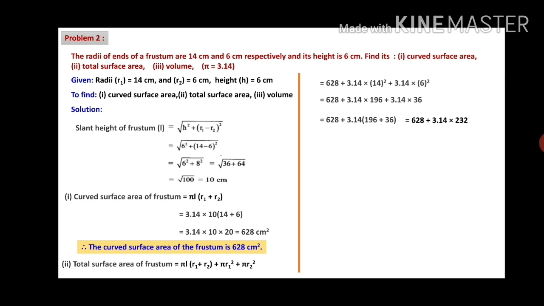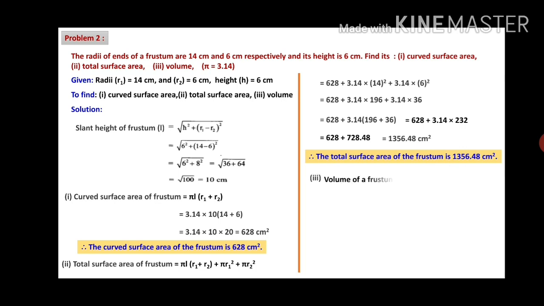After simplification, we will get 628 plus 3.14 into bracket 196 plus 36, which will be equal to 628 plus 3.14 into 232. So next step, 628 plus 728.48, which will be equal to 1356.48 centimeter square. Therefore, the total surface area of the frustum is 1356.48 centimeter square.